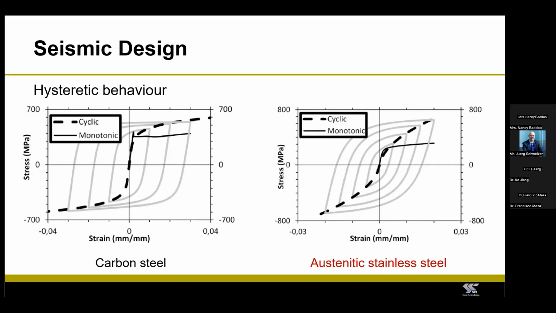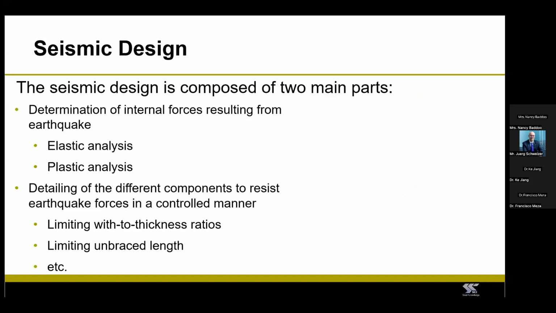So now, before I explain how this strain hardening might affect the seismic performance of stainless steel, let's discuss some basic concepts of seismic design. So the seismic design of a structure is based on two main parts. The first part consists of determining the internal forces in the different structural components that result from the earthquake. And the second part consists of the detailing of the structural components to ensure that they behave as intended.